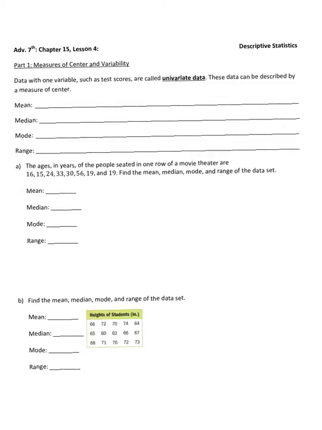Data with one variable, such as test scores, are called univariate data. These data can be described by a measure of center. The next three things talk about center: mean, median, mode, and in fact the range, the next four things.